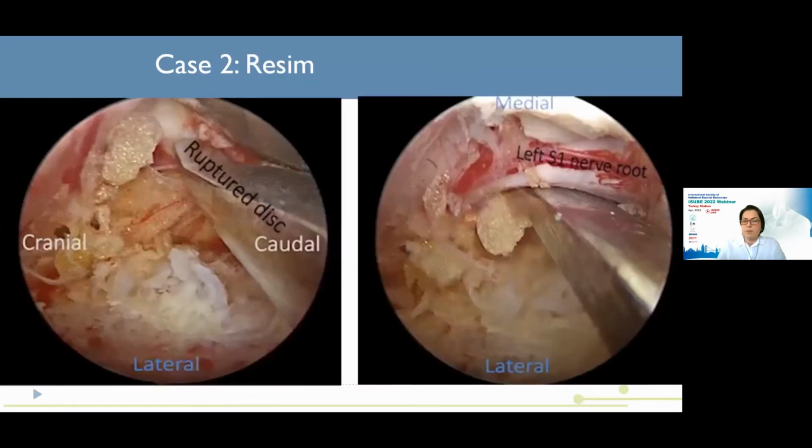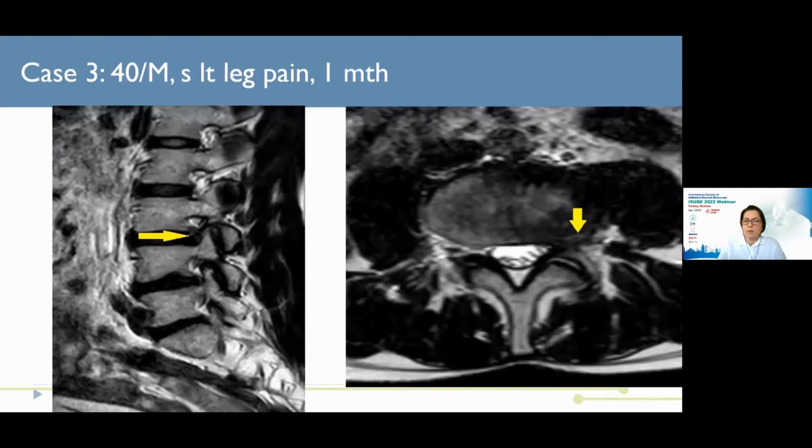These are intraoperative images of the disc and nerve root. The third case is a 40-year-old male with a complaint of severe radicular pain in his left leg. MRI showed disc herniation at the left extraforaminal area of L3-4.